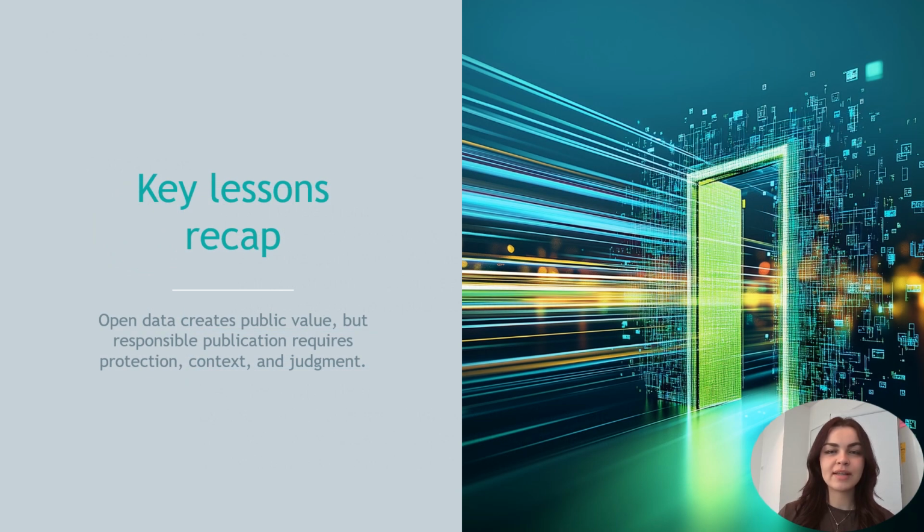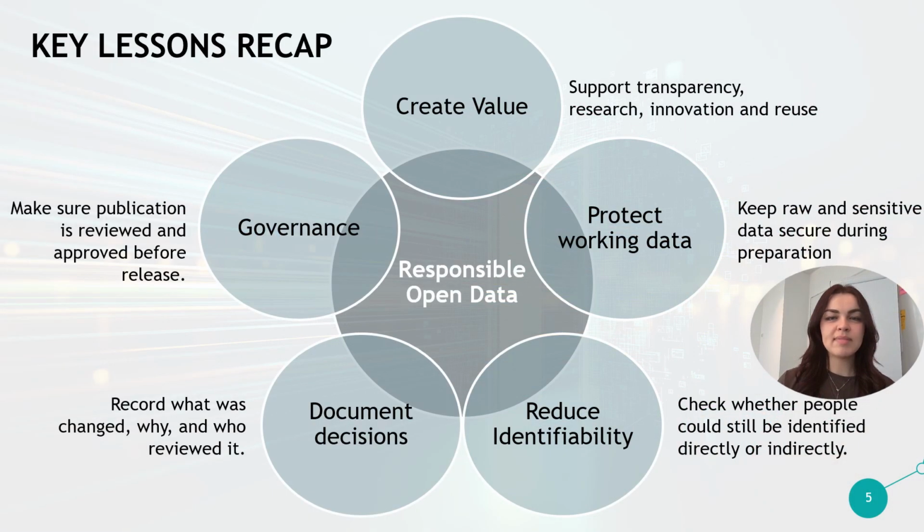This recap brings together the most important ideas from the course in one place. It is useful to think of responsible open data as a combination of public value, privacy protection, secure handling, and accountable decision-making. The main message of the course is that responsible open data is not only about publishing useful datasets to create value. It is also about protecting data while teams work with it, reducing identifiability before release, and documenting the decisions that were made.